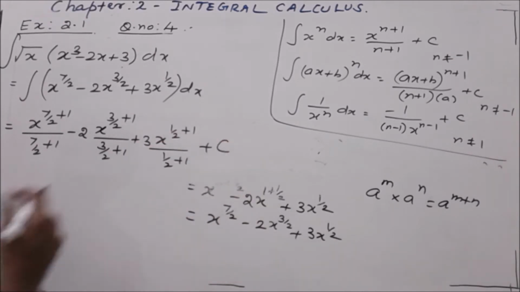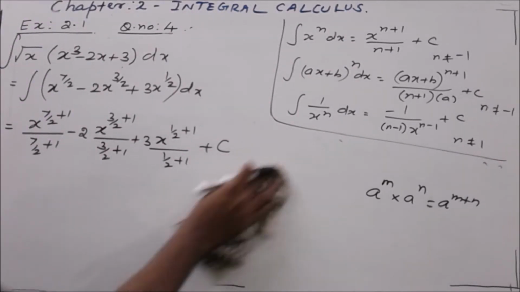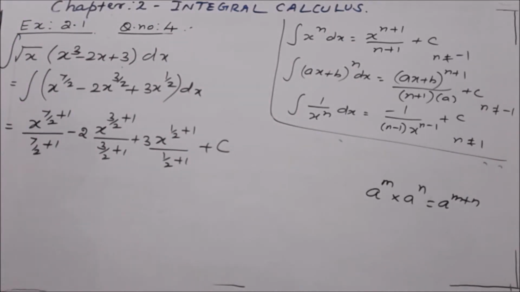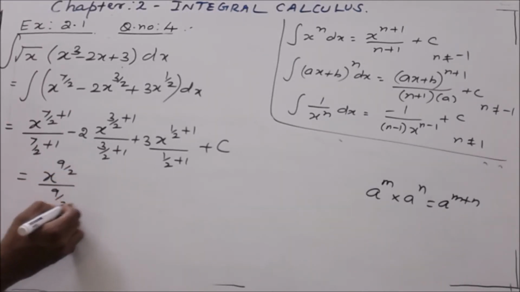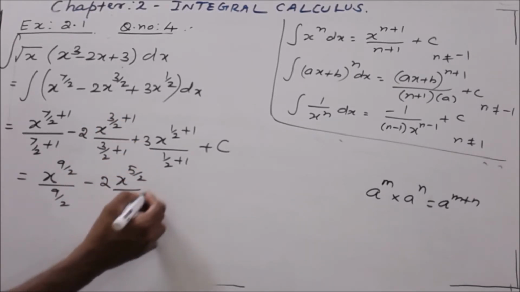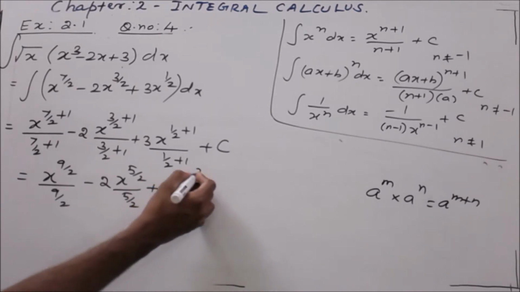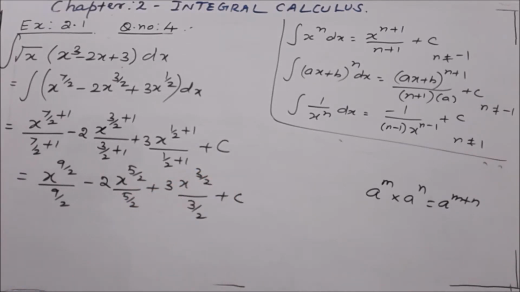Plus add a constant of integration to all the functions. Here, simplifying, we have x to the power 9 by 2 divided by 9 by 2, minus 2 x to the power 5 by 2 divided by 5 by 2, plus 3 x to the power 3 by 2 divided by 3 by 2, plus constant of integration c.